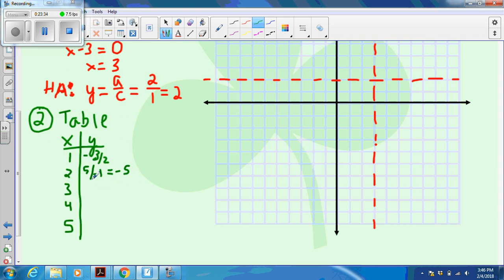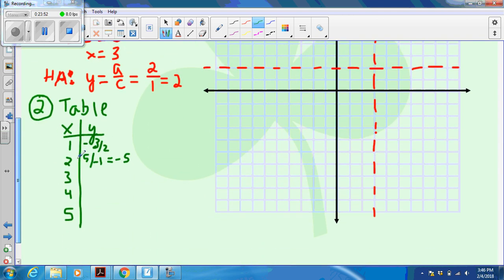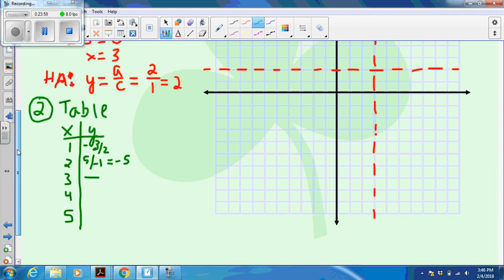Okay, if I plug 3 into there, 2 times 3 gives me 6, and 6 plus 1 is 7. And then if I plug in 3 for the denominator, remember 3 minus 3, that doesn't work, right? Because that is our vertical asymptote. So here I'm going to just draw a line because we can't have a y value. So now we go to 4.